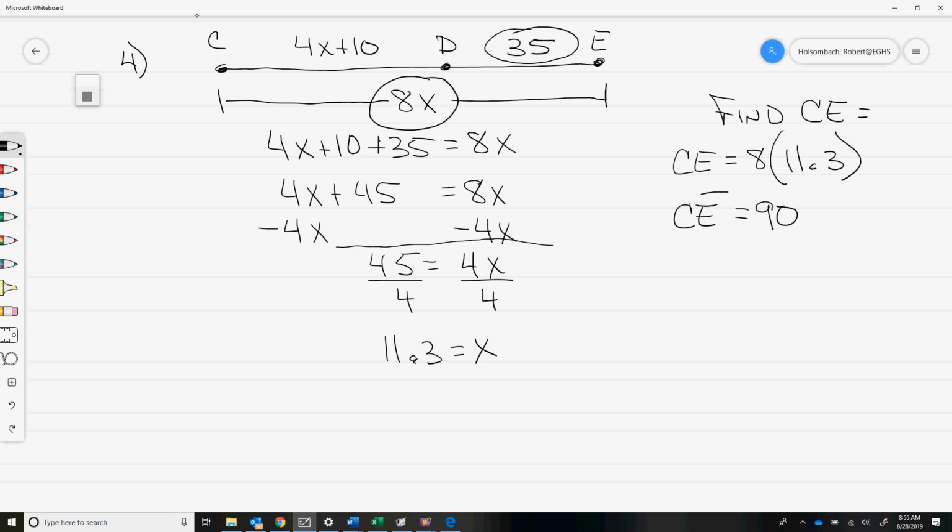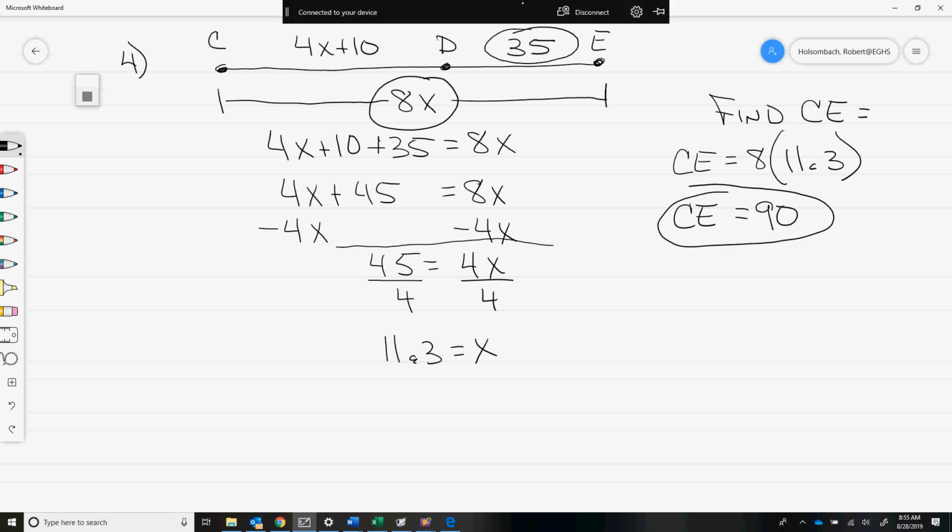The two mistakes that were made last week: people forgot to add the 35 right here. They forgot to add the 35 here and here. And then some people solved for X and chose that as their answer, but that wasn't the question. You had to substitute the X and multiply it by 8. Yes?